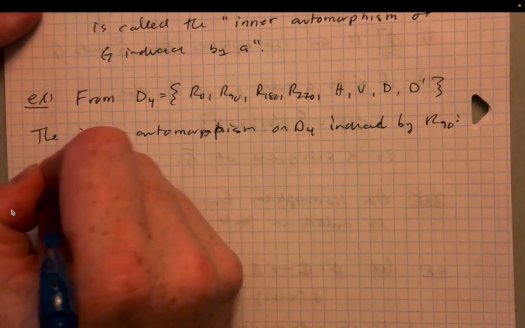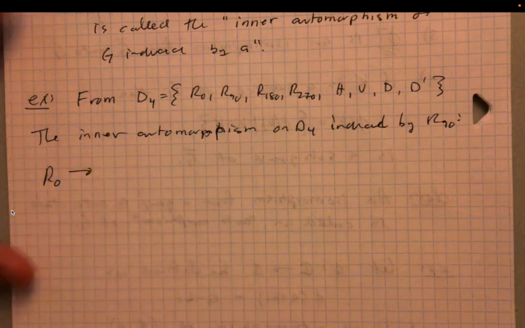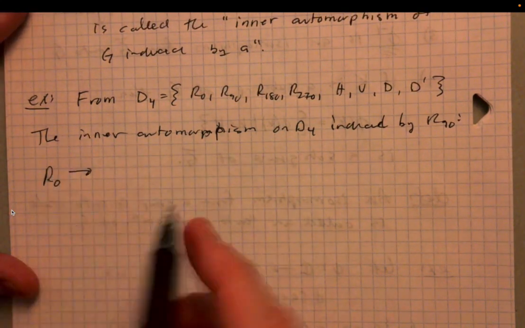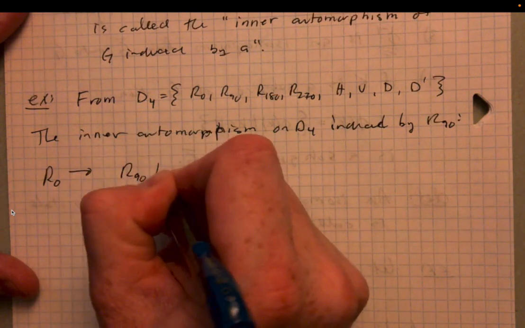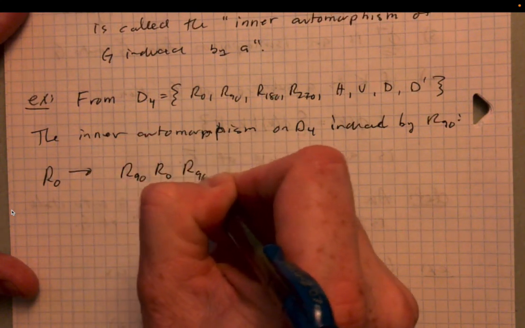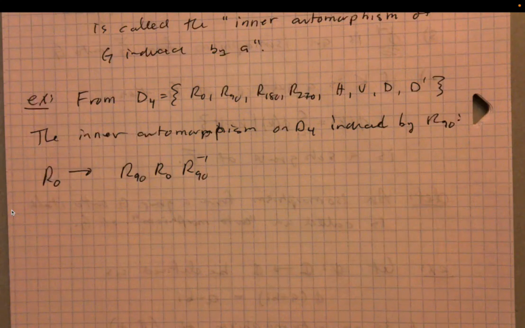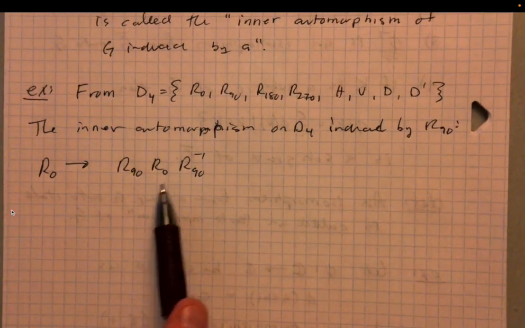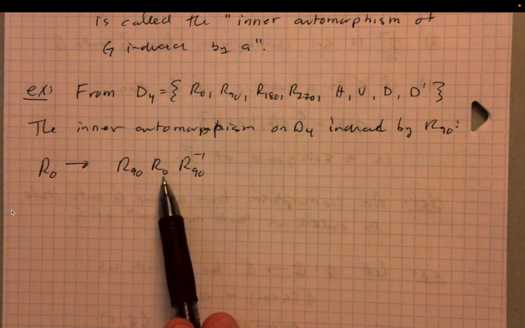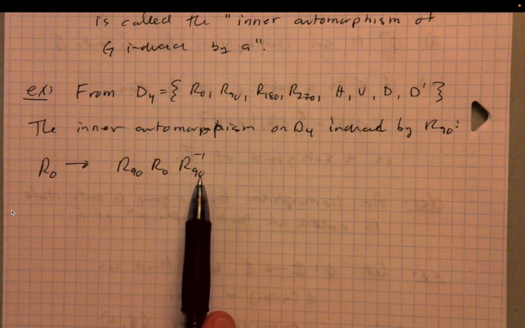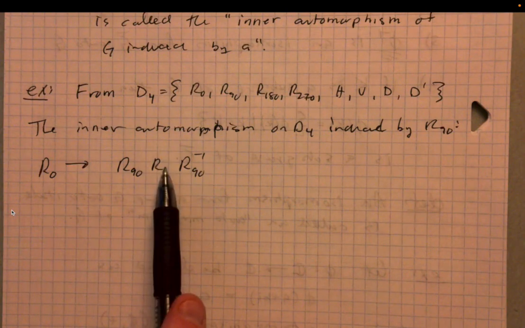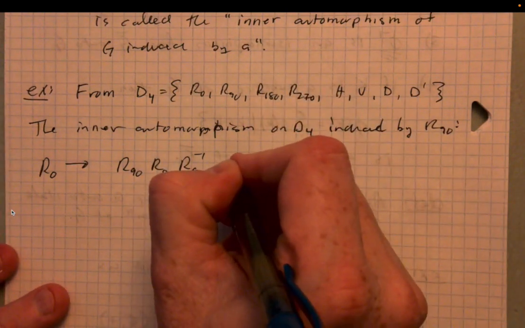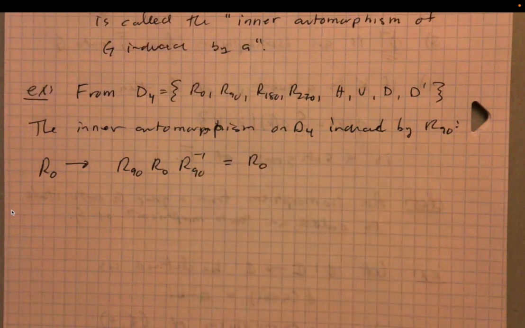So let's see what happens. R0 is a 0-degree rotation. The way to calculate what this automorphism does with this element is to take R90 times R0 times R90 inverse. Now this is such a nice physical group to think about. So you start with a negative 90-degree rotation, and then you rotate 0 degrees, and then you rotate positive 90 degrees. And so, of course, this is equal to R0. You've not moved at all.